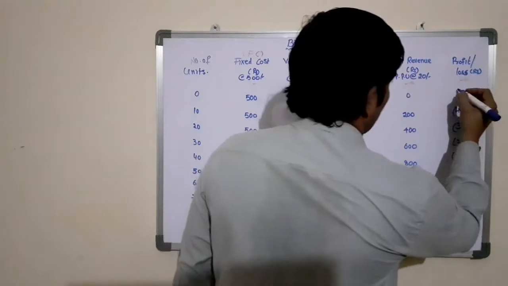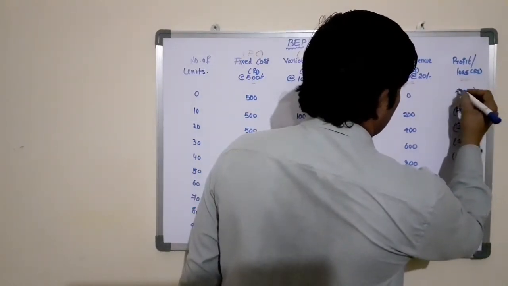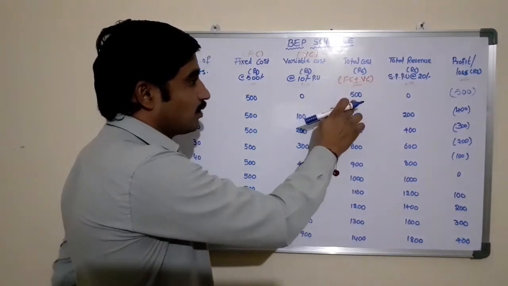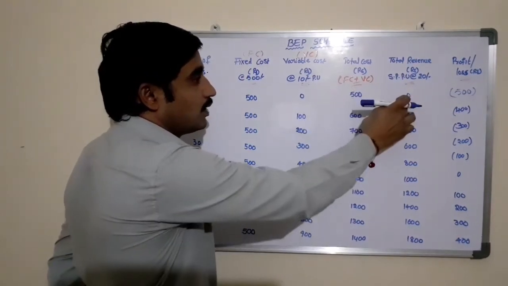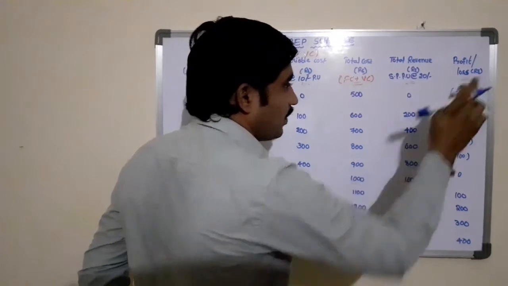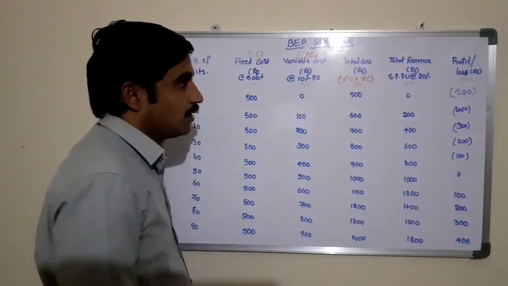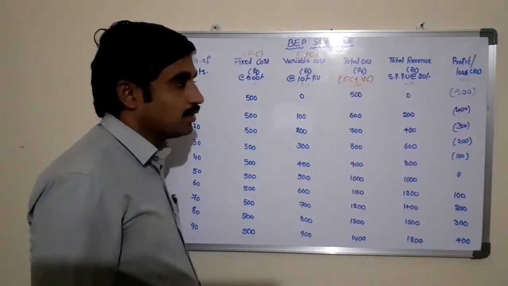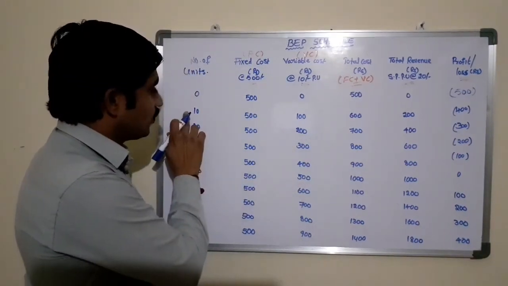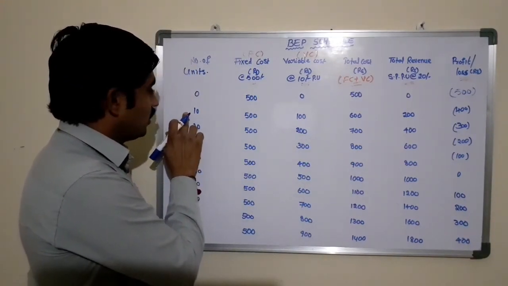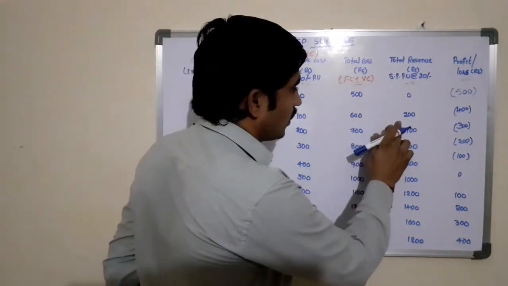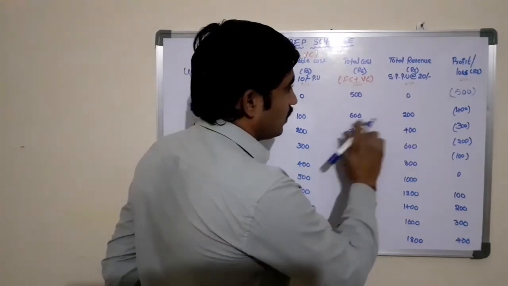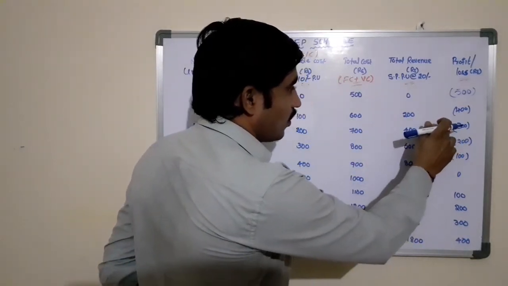There is a loss in the business worth 500, because we have incurred a fixed cost of 500 rupees but there is no revenue. Still you need to pay 500 rupees in terms of rent. The 500 rupees is the rent, the loss for the business. When you are producing and selling 10 units, you are generating 200 rupees, but the total cost is 600. The difference between these two is 400, that is loss.